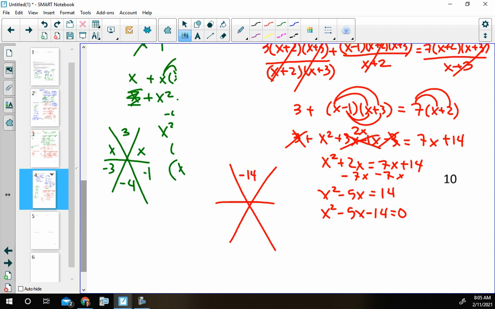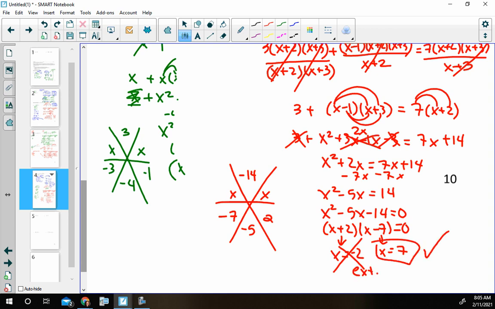So a times c, b in the bottom, front guy, -7 and 2. So x plus 2, x minus 7. So when I solve it, I get -2, and I get 7, which -2 is one of my restrictions. So this is my extraneous solution. 7 is the only one that should work.